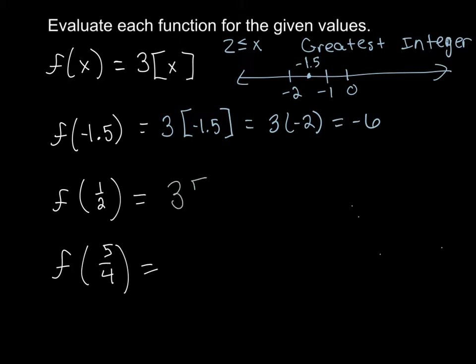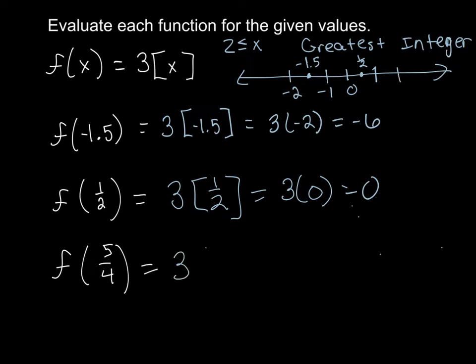Okay, and then 3 times 1/2. 1/2 would be right here. So the integer to the left of that would be 0. 3 times 0 would equal 0. And then 5/4. That would be 1 and a fourth. So that would be about right here. And the integer to the left of that would be 1. And then 3 times 1 is 3.